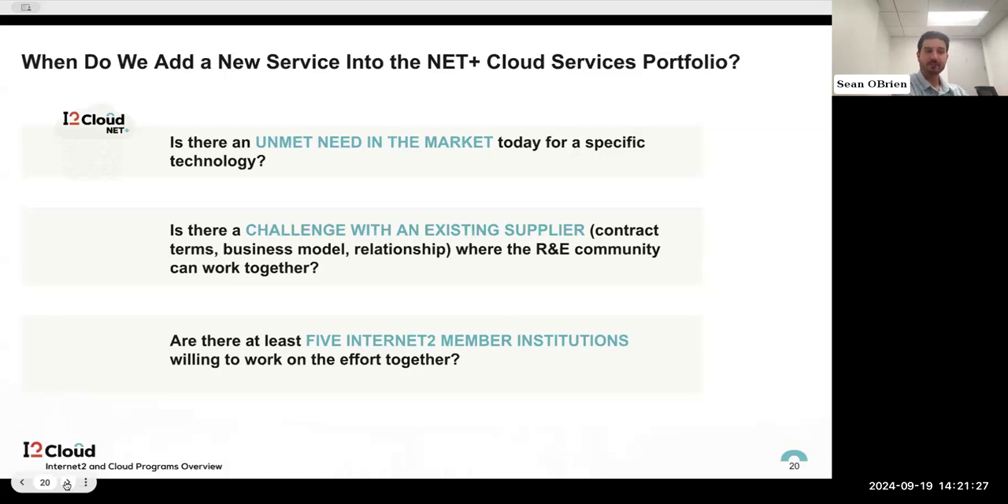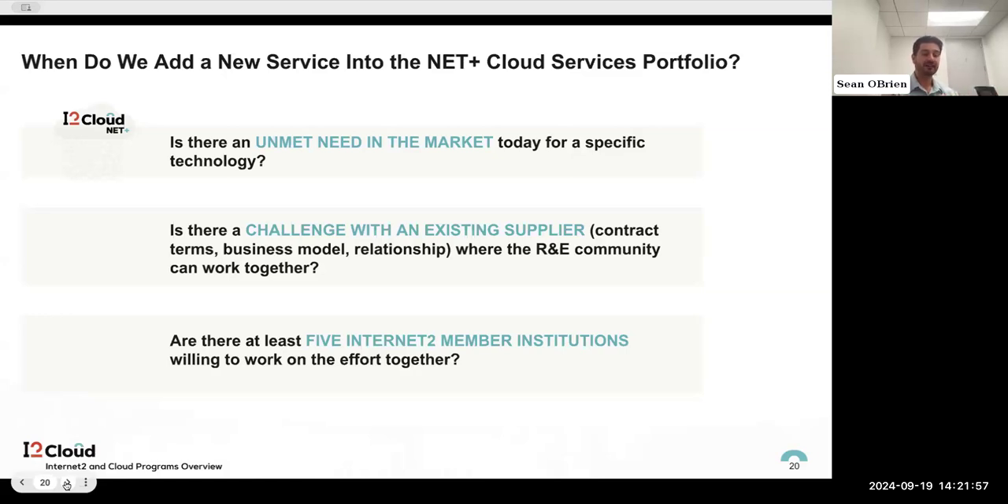In that case, we typically wouldn't do an RFP because we're really focused on trying to solve a challenge with that specific vendor for the community. There's known challenges that we're trying to use our scale, our buying power, our collective influence to solve. Or we might bring in a competitor because we don't think that vendor can meet the needs of the research and education community anymore.